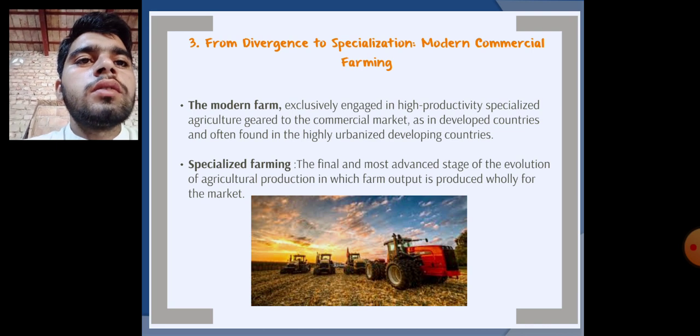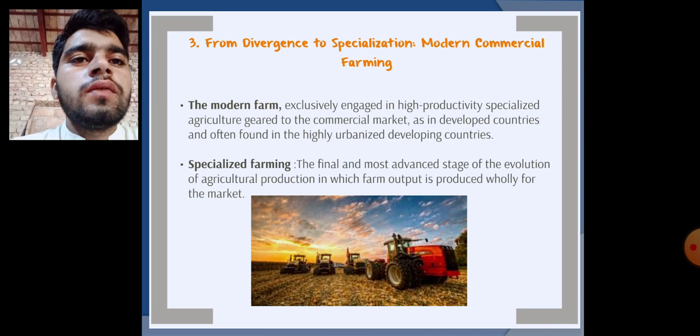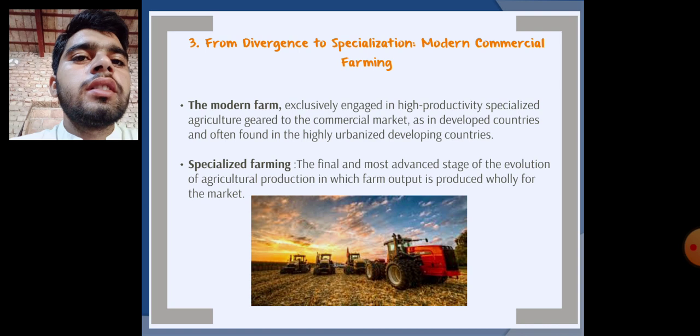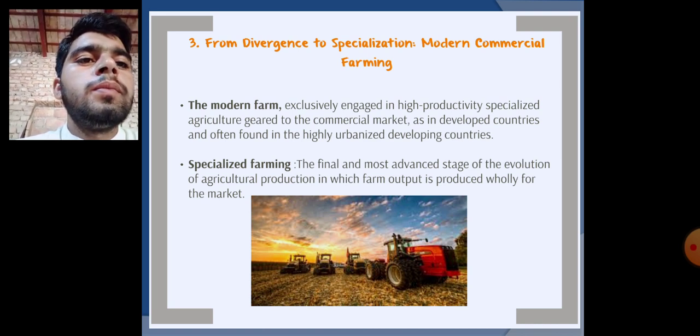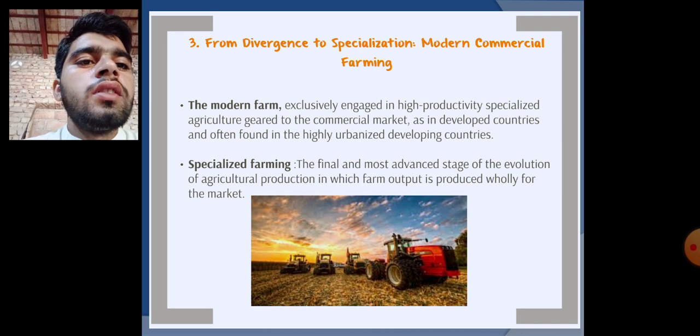From diversification to specialization, modern commercial farming. The modern farm is exclusively engaged in high productivity, specialized agriculture geared to commercial markets, as in developed countries and often found in highly urbanized developing countries. Specialized farming is the final and most advanced stage of evolution of agricultural production, where farm output is produced wholly for the market.